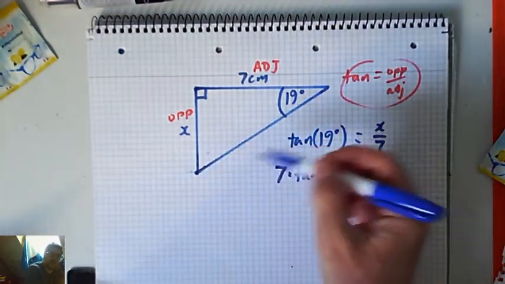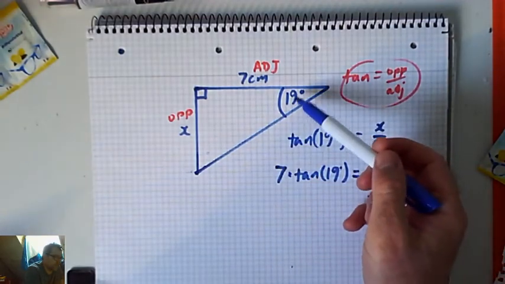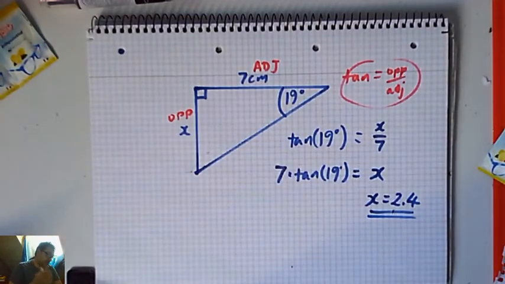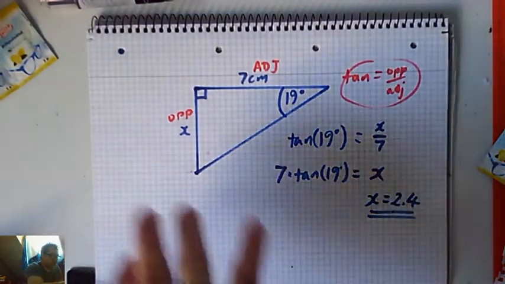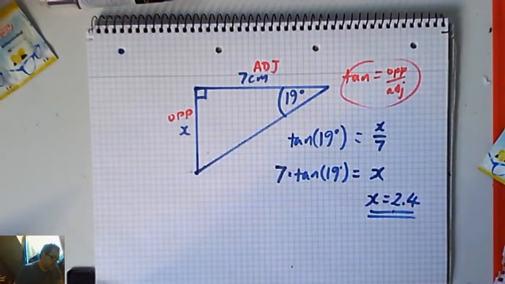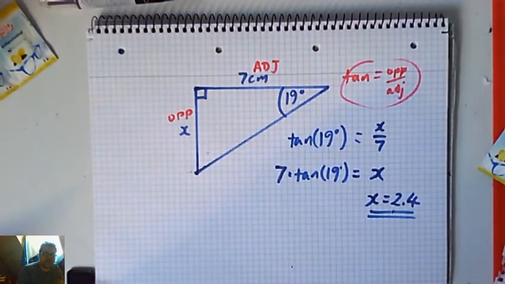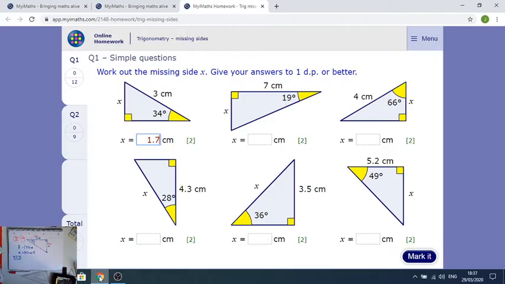So by the way, these diagrams, that's not really 19 degrees. It's just a general diagram to illustrate the situation and where everything is in relation to everything else. But it's not the idea to get the answer from a scale diagram. Anyway, let's go over to the iMaths screen and fill in that 2.4.